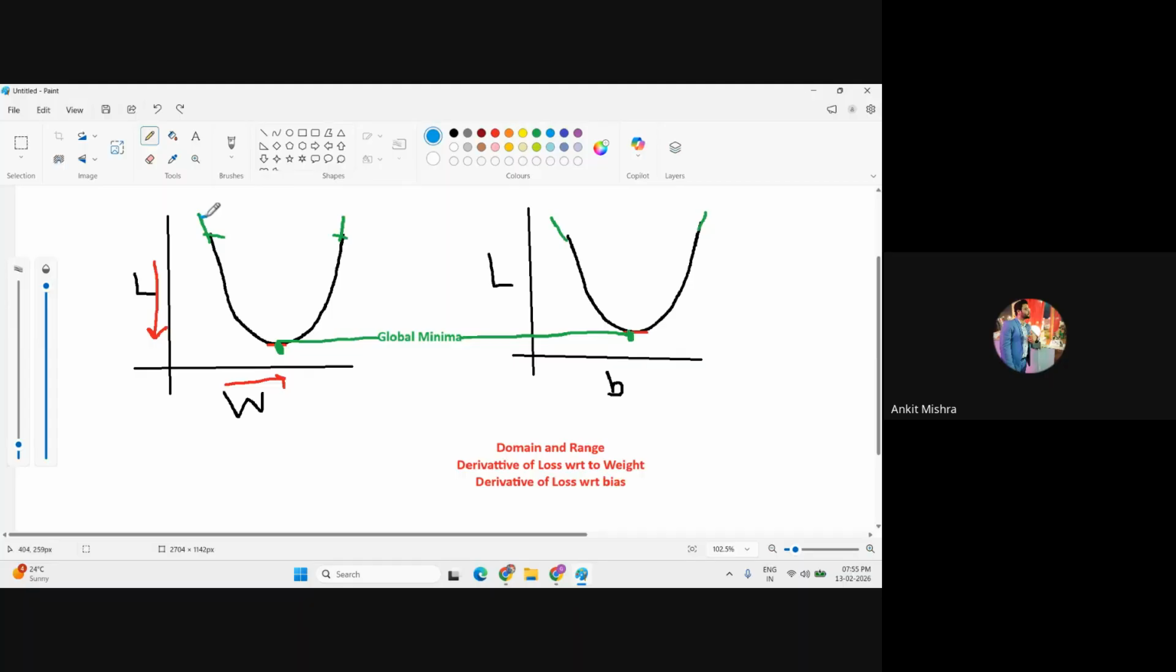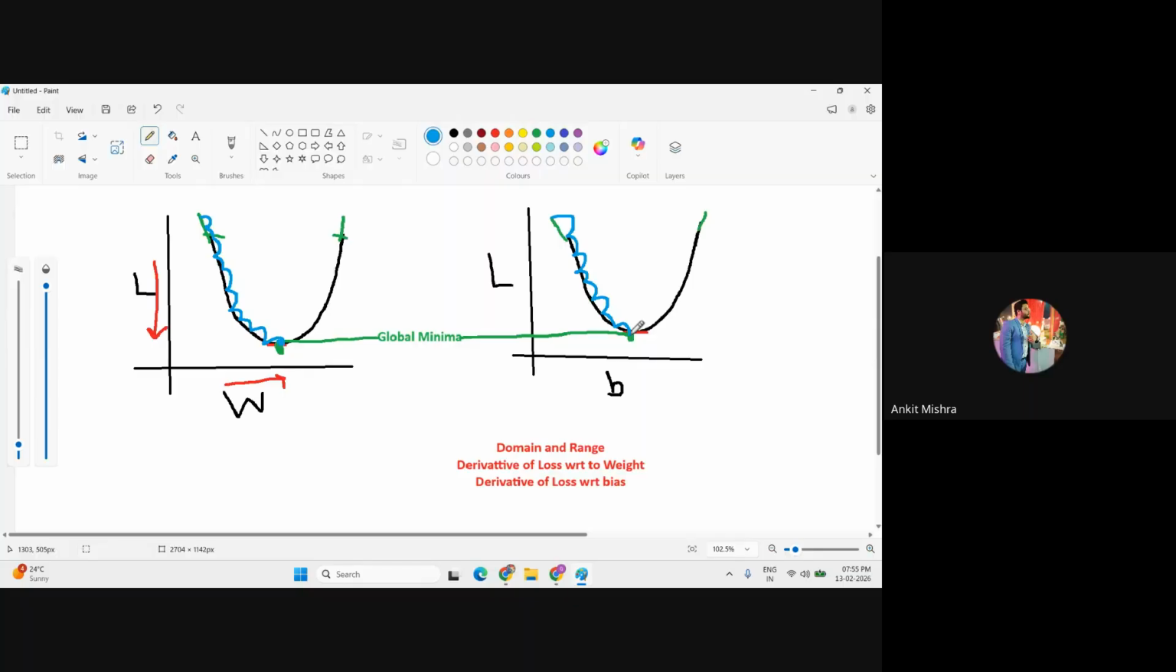So you will start like this. You will move downward to close to the global minima like this, and all these jumping values are called the learning rate, right? And once you reach this global minima, then you will stop the iteration. And this stepping descent is called the gradient descent concept in machine learning.